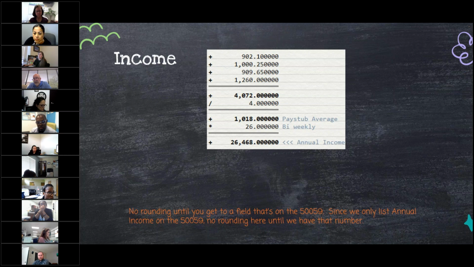I also want to point out, we should never round until we get to a field that's on the 5.9. So take a 5.9 out, look at it. When you're talking about income, it's the income source. If you're talking about assets, it's the cash value or income from assets. But you're not rounding until you get to that point.